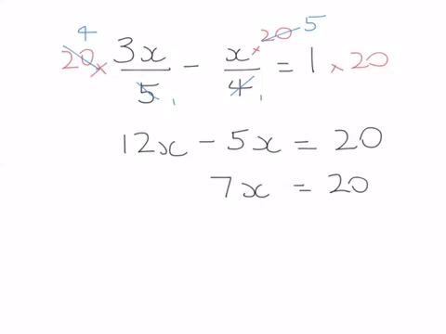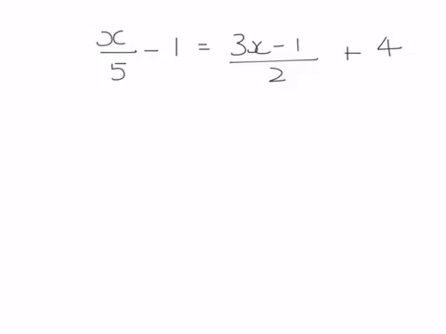The opposite of timesing by 7 is dividing by 7. Whatever I do to one side, I must do to the other. The 7s cancel, and I'm left with x equals 20 over 7. It's best to leave it as a fraction rather than a decimal, because the fraction is the exact answer.